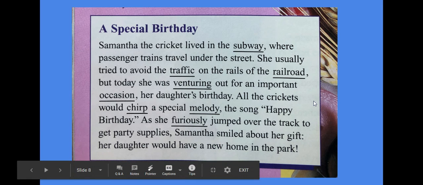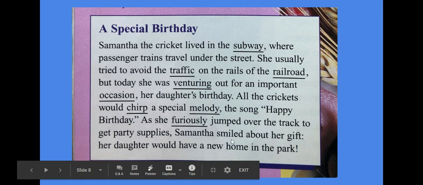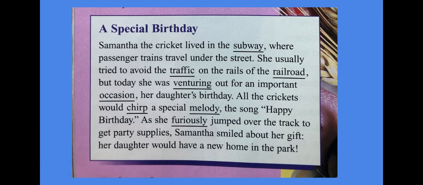Last one, furiously. What do you think that means? Well, you'd be right if you said it was quick and fast, because I went back to the traffic on the railroad and, using my background knowledge, I wouldn't just saunter and go real slowly across the street. I go really fast to avoid the traffic. And I think Samantha the cricket is going to do that also.